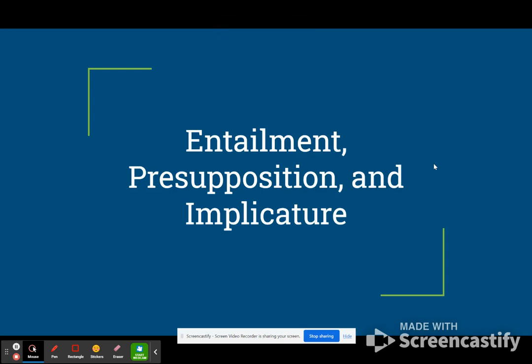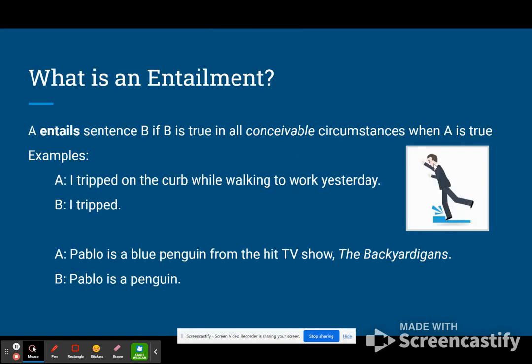Today I will be defining three terms in linguistics: entailment, presupposition, and implicature. So, what is an entailment? We say that sentence A entails sentence B if B is true in all conceivable circumstances when A is true.